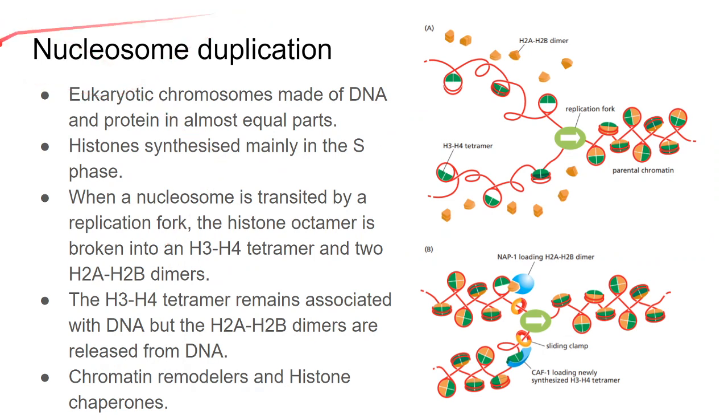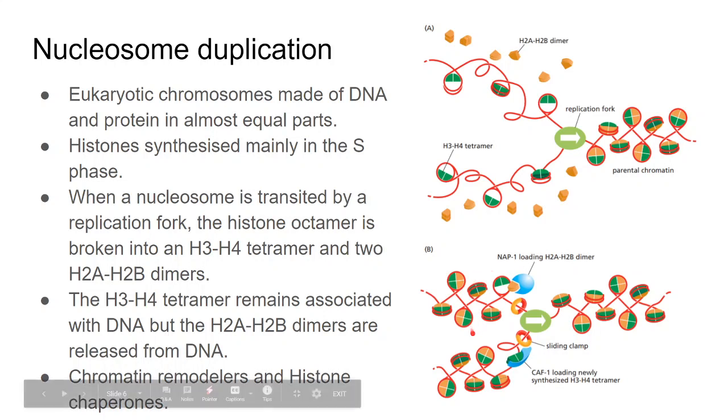So now let's talk about nucleosome duplication. So what are nucleosomes? We discussed this quite a few lectures ago, that nucleosomes are histone molecules around which DNA is wrapped. Histone is an octamer formed of H2A, H2B, H3 and H4. H1 is a sort of a long straight molecule, which is not a part of the core histone.